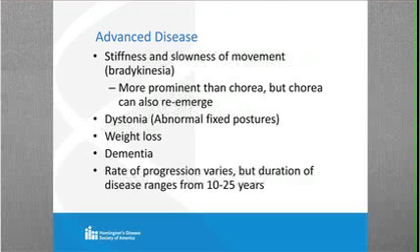People can have weight loss as well. This is very common in more advanced disease, but can happen in early disease as well. Dementia, and this time more of the cortical type, is very common in advanced disease. And the rate of progression varies, but the disease duration typically is from 10 to 25 years, sometimes shorter, sometimes longer.